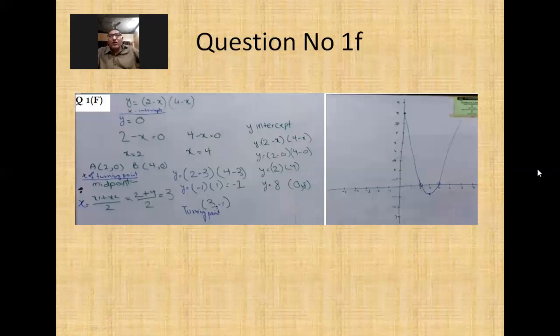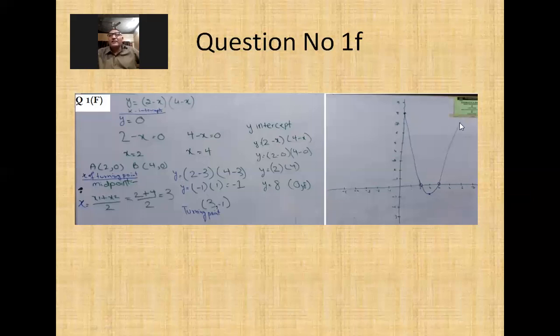So I will draw a grid and I will plot (2, 0), the x-intercept. Then I will plot (4, 0). Then the turning point is (3, -1), so here you see (3, -1). And the y-intercept is (0, 8), so (0, 8) is here.